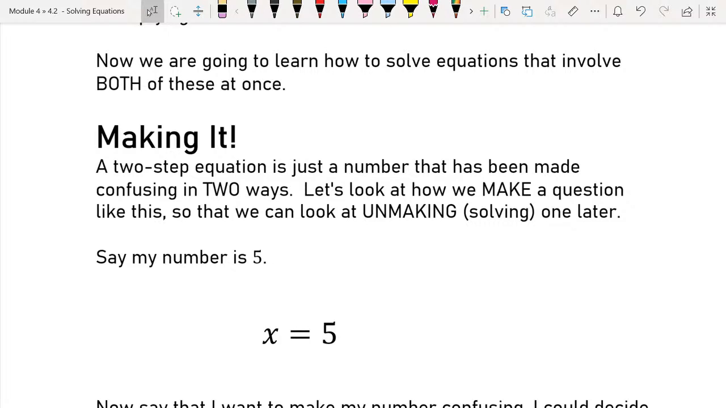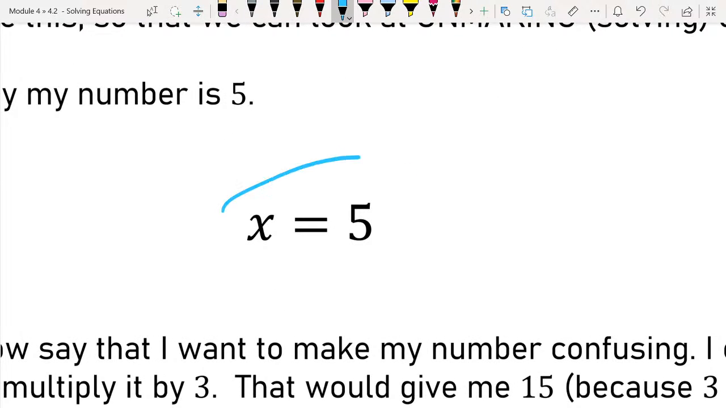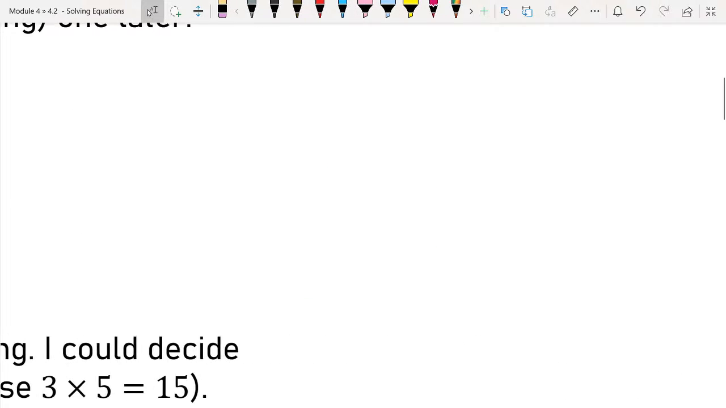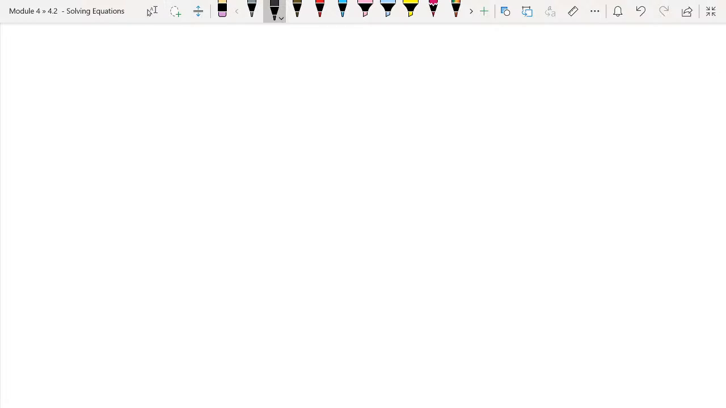And I thought I'd start by showing you how I make a question like this, which is maybe a weird approach. But I want you to imagine that we have a number, and I've picked my number, and the number I want you to finally come up with at the end is x equals 5. That's the number I want you to know. And you'll find that this is already written on the note, but I'm just going to talk you through it like this. So we have our number, x equals 5, and I want to confuse it. And I'm going to confuse it in two ways.